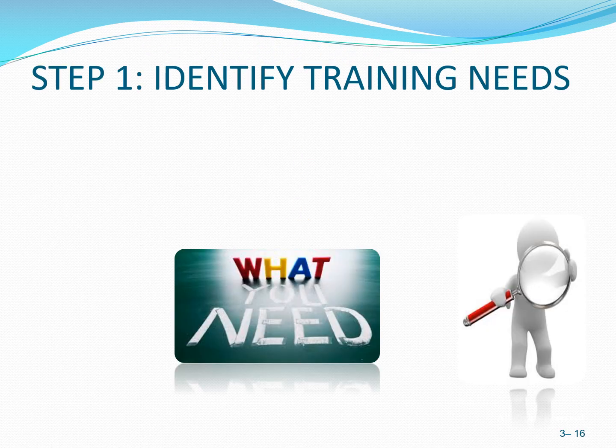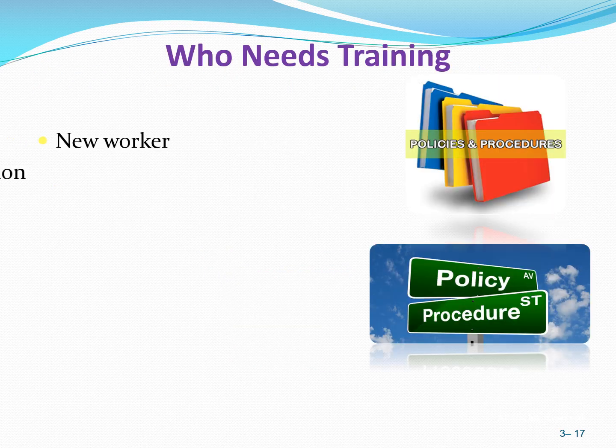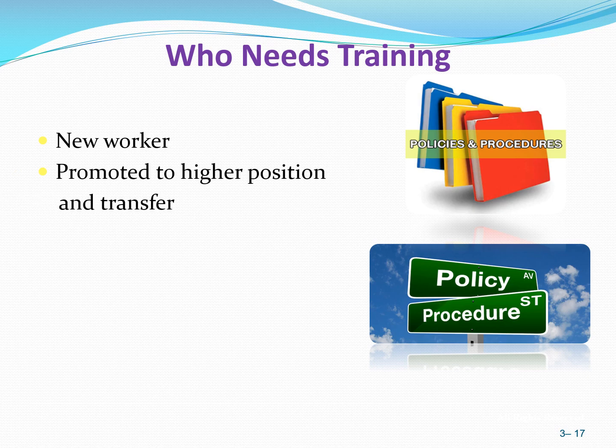So you need to identify what are the needs of your workers. Who needs training? What else? What skill or knowledge do they need? Yeah, you need to identify first so that you know you nak buat training apa. Next, who needs training? Tadi kan you nak identify kan? So, who needs training pun ada dia punya anak-anak dia. Usually, the people who need training are new workers, those who are being promoted to a higher position, and those transferred. Kenapa? Sebab dia akan buat kerja baru.